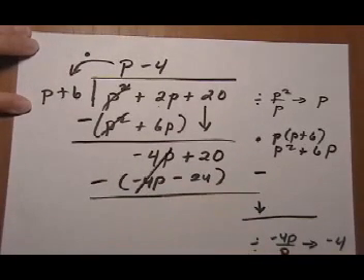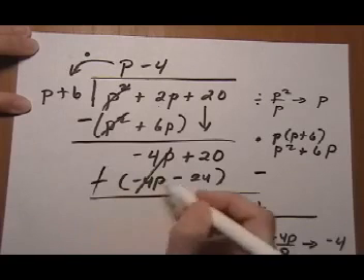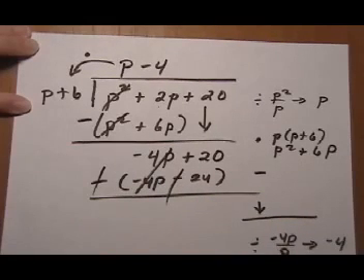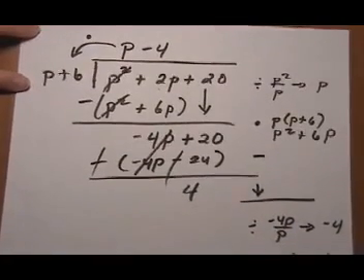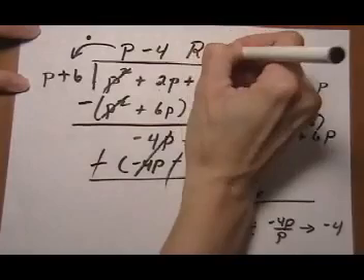These two cancel out. 20 minus a minus is add the opposite, so it's plus 24. Leaves us with a 4. There's nothing left to bring down, so we're not going to continue repeating the process. We're going to have a remainder of 4.